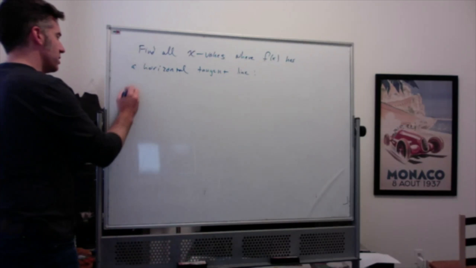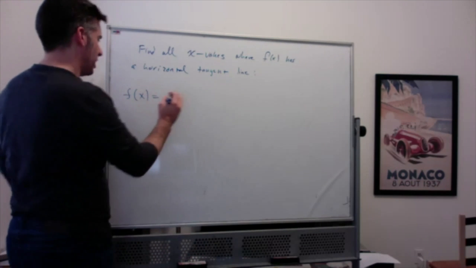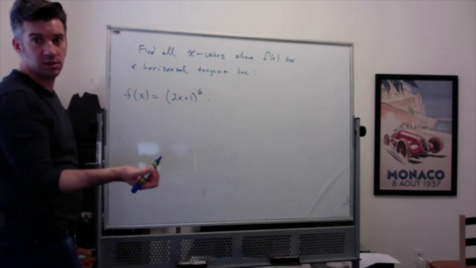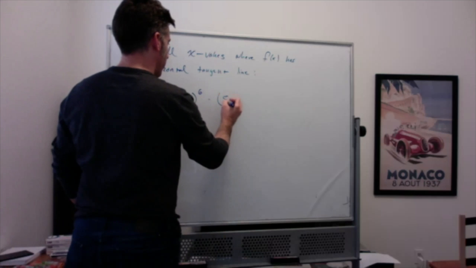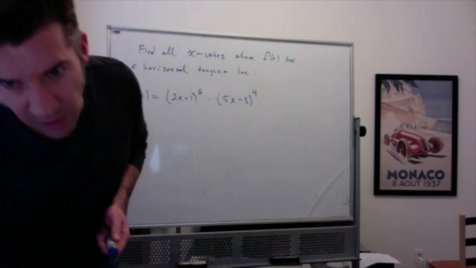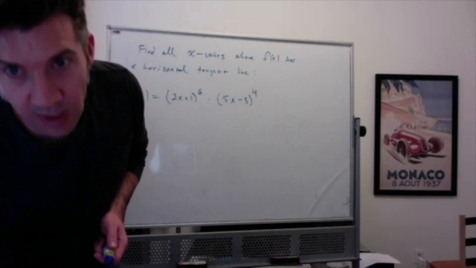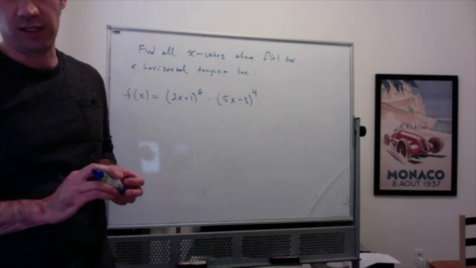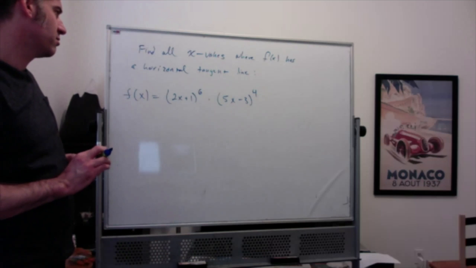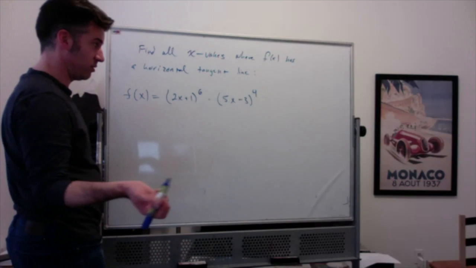My function is f of x is equal to, what do I got here? (2x plus 1) to the 6th times (5x minus 3) to the 4th. And although this is completely unnecessary, I'm going to do something that's going to help drive home the idea of this being implicit. Yeah, no, maybe not actually. I think I'll do that after. So I want to take the derivative of this, right?